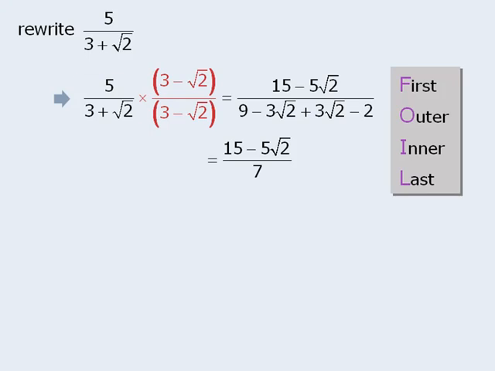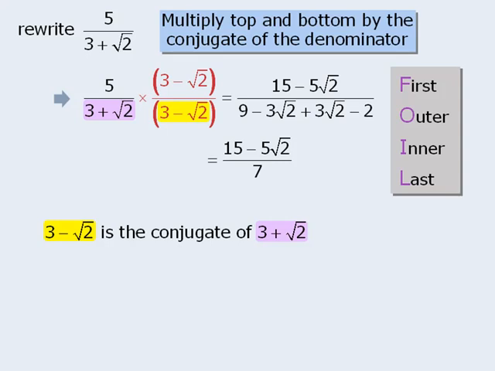So we were able to take this expression and rewrite it so that there is no root in the denominator. Notice that we accomplished this by multiplying 3 plus root 2 by 3 minus root 2. Notice that these two expressions are identical except one has addition and one has subtraction. We say that 3 minus root 2 is the conjugate of 3 plus root 2. So to fix fractions where the denominator features a binomial with a square root, we can multiply top and bottom by the conjugate of the denominator.